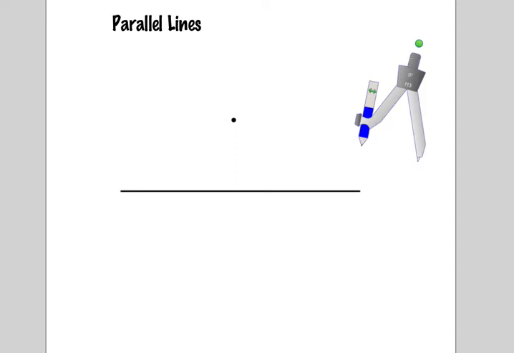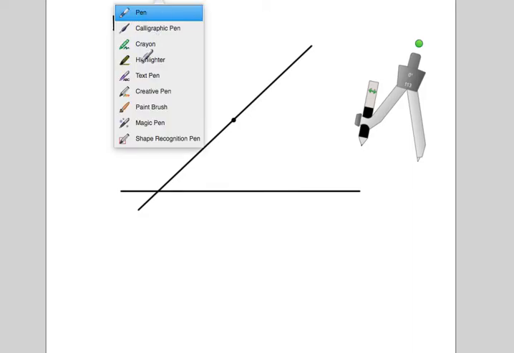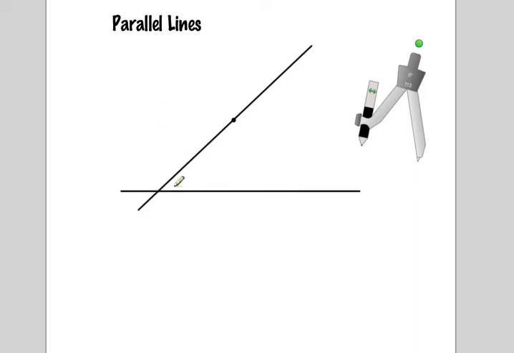You can just use a ruler and draw in a transversal. I like mine to slant towards the right, and that's just because that's always how I do it. It doesn't have to go this direction. But essentially, once you have your transversal, I'm going to copy the angle that's down here up here at this dot. Those would be corresponding angles, and if I know that those are congruent, then I know that my lines will be parallel. So I'm going to just use my compass and my straight edge.